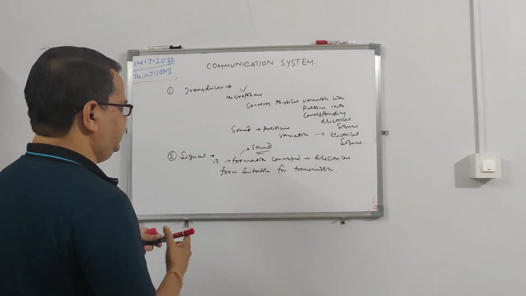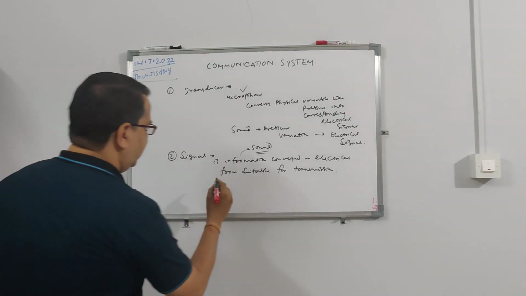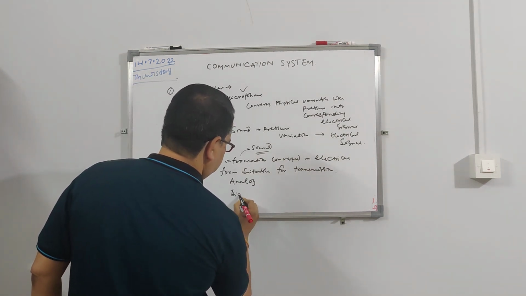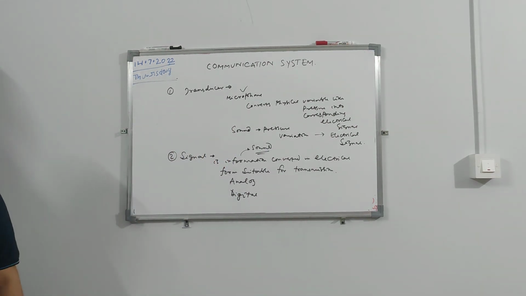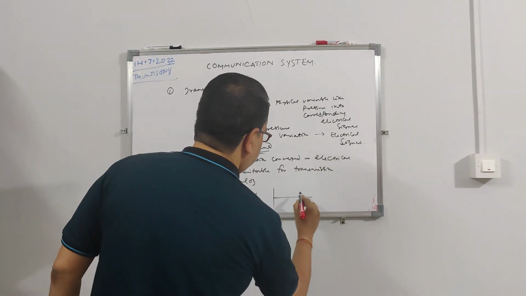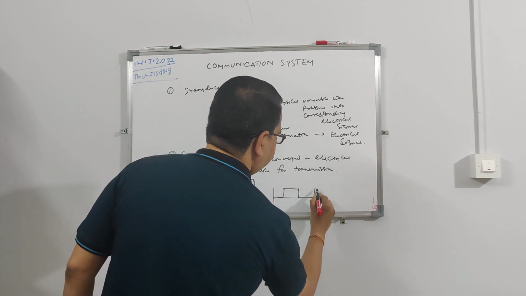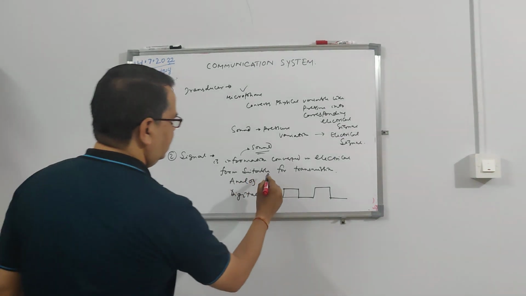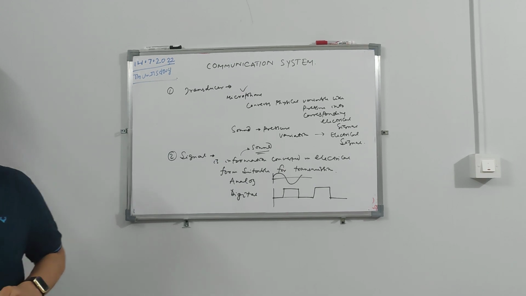So this is a signal, and in a communication system there are two types of signal. One is analog, and another is digital. This digital is a binary thing. So high, low. Those kinds of things. So the digital can be like either 0, 1, 0, 1. So this is digital, whereas analog is a continuous value. So this is an analog signal.